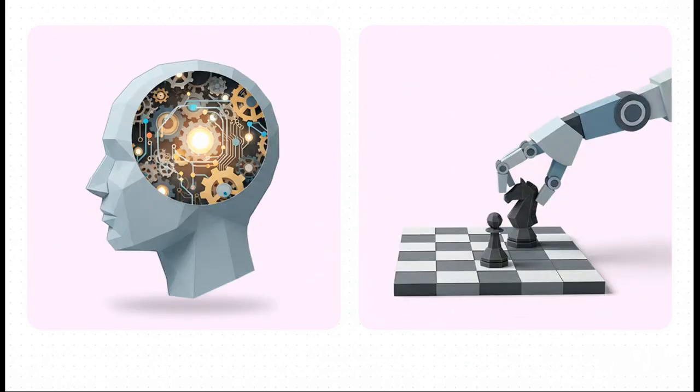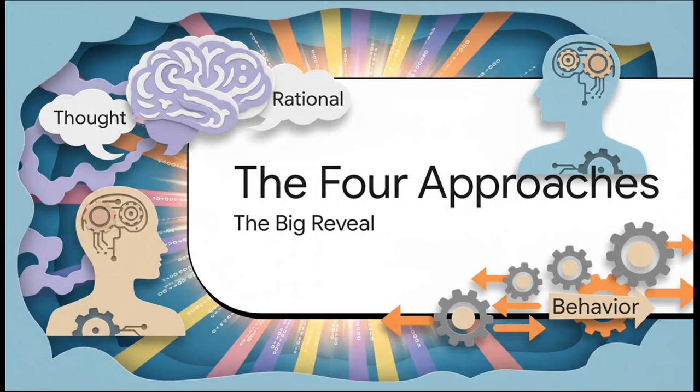Our second dimension is about what we're focused on. Are we looking at the inside or the outside? So on one side, we're focused on thought processes. We care about what's happening under the hood. How is the machine reasoning? What's going on in its mind? But on the other side, we only care about behavior, the external action. Who cares what it's thinking? Did it make the right move? That chess example is perfect for this. Do we just want it to win the game, or do we want it to win by thinking like a human grandmaster?